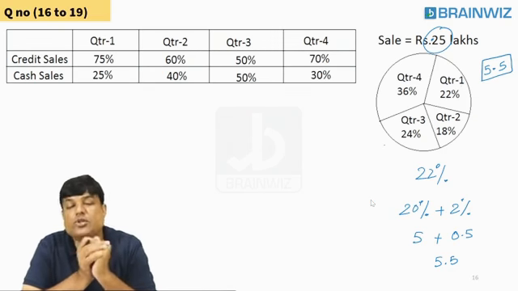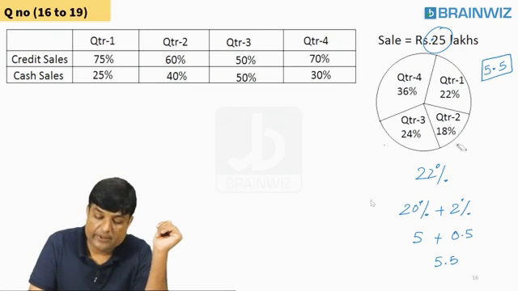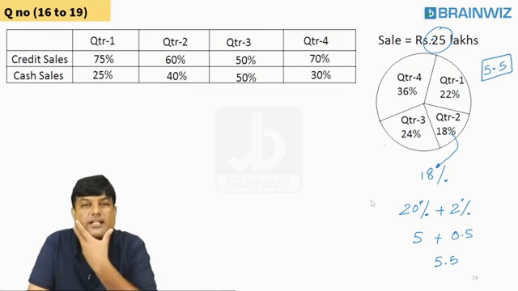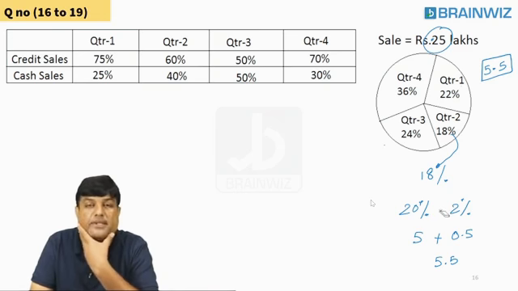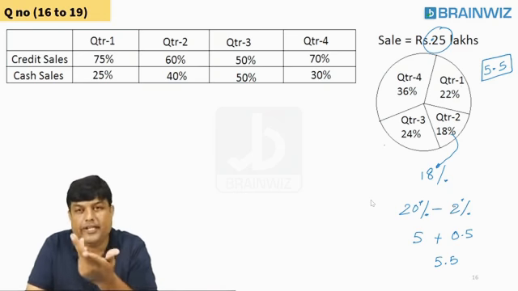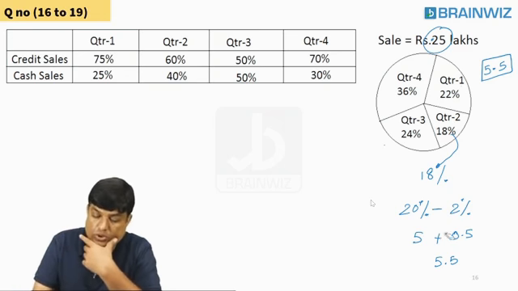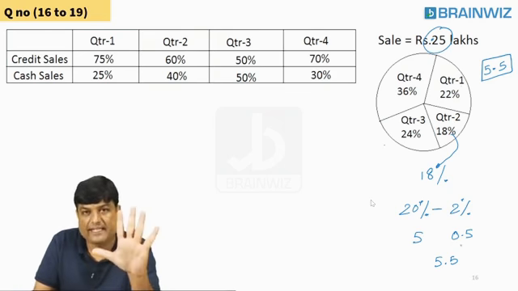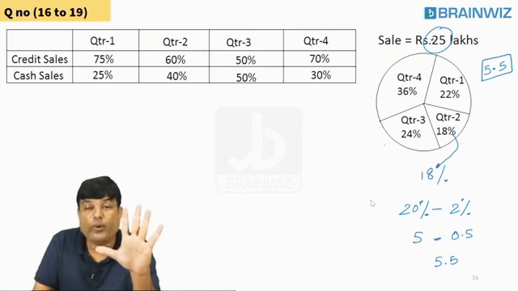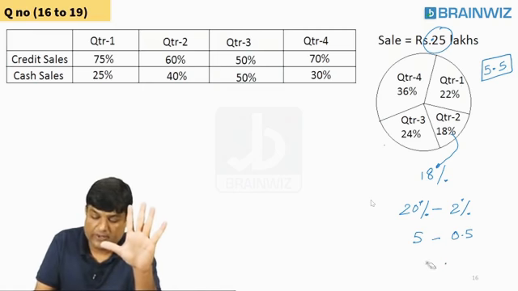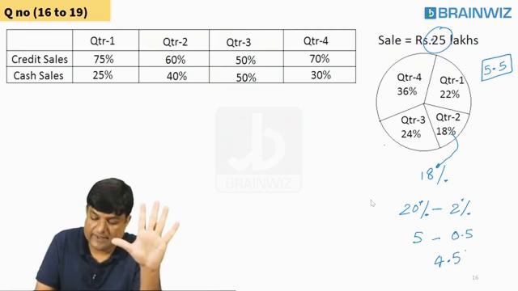So let's go with quarter two. Quarter two is how much? 18%. Do you know how to calculate 18%? Simple. From 20%, you subtract 2%. Already you know 20%, just subtract 2%. You all know that 20% is 5 lakhs. 2% is 0.5, so subtract this. This will be 4.5 lakhs.